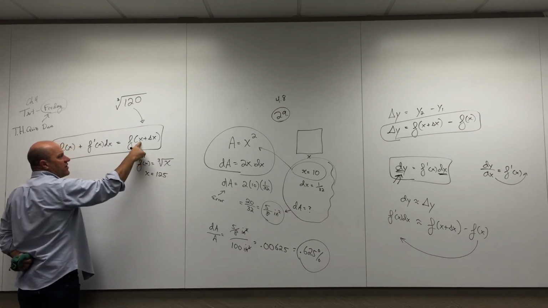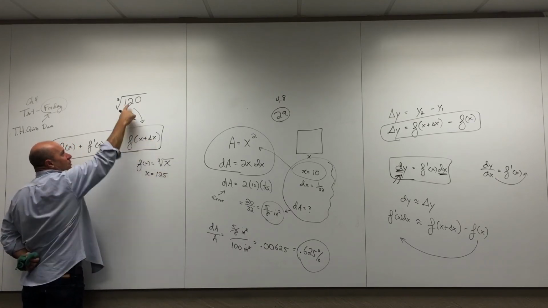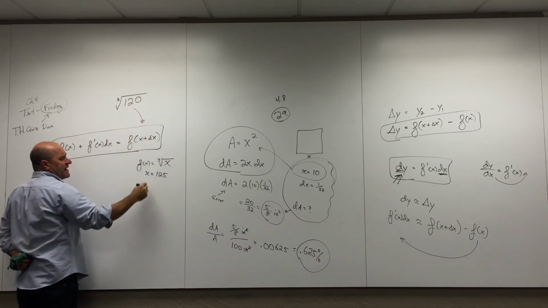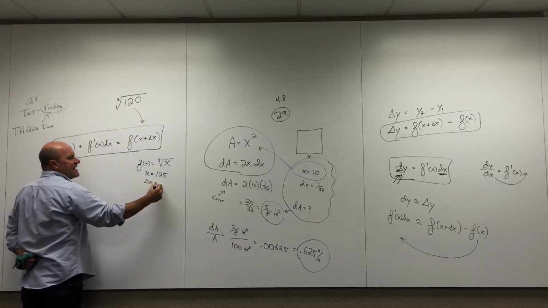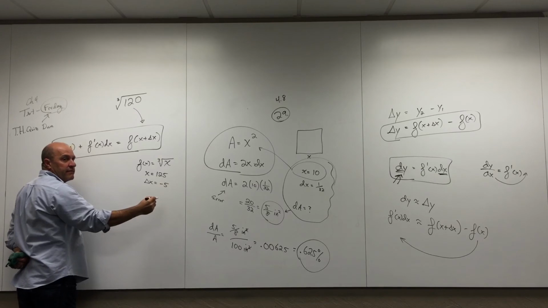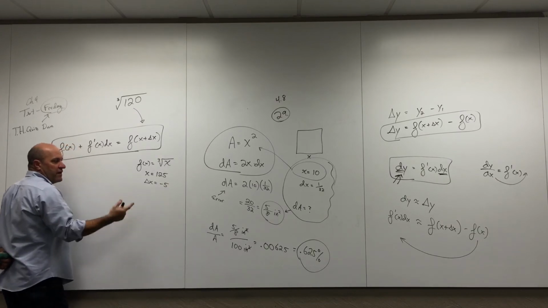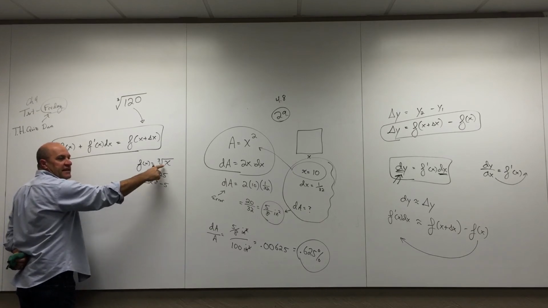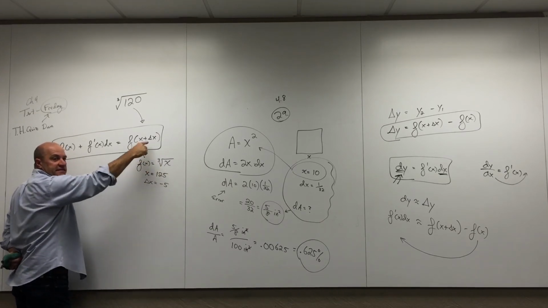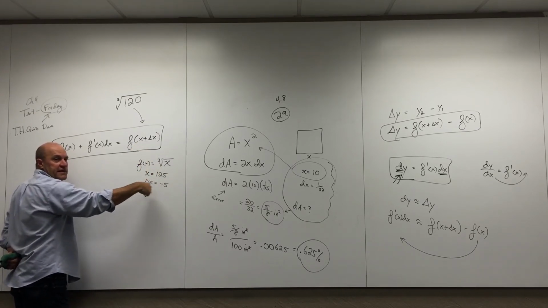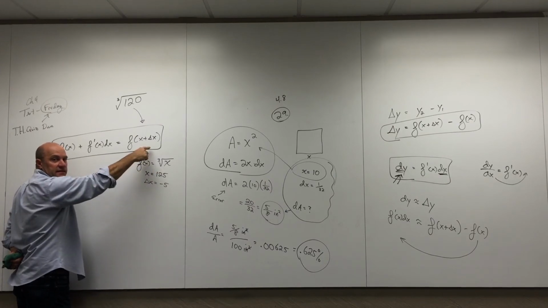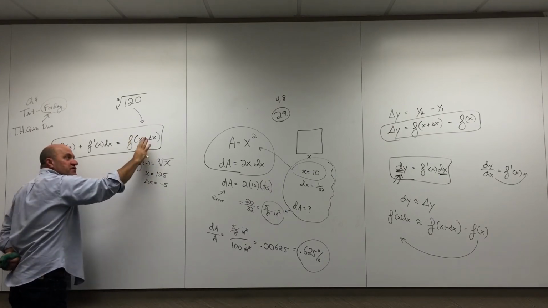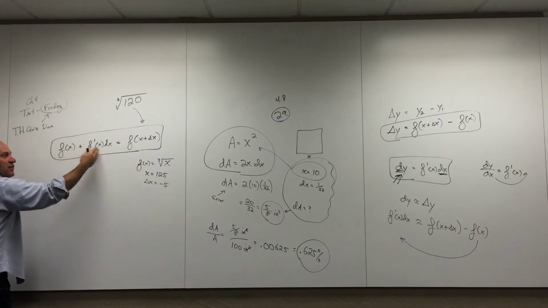But wait a minute, if x is 125, how do I want it to be 120? So what's my delta x? Negative 5. So now, if this is my function, and you take x plus delta x and stick it in the function, do you see how this is this? Do you see how this is this? All right, but I ain't using this side. I'm using this side to approximate it.